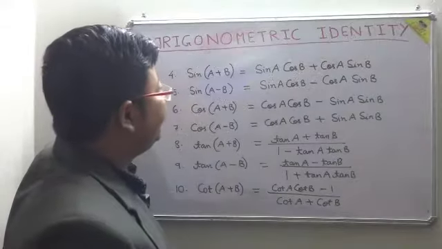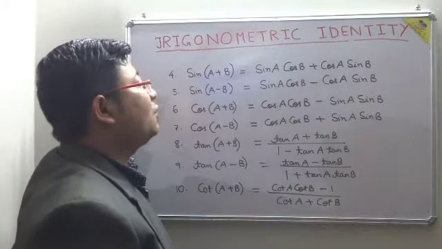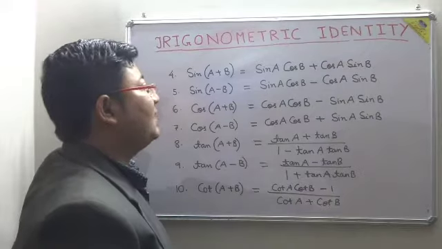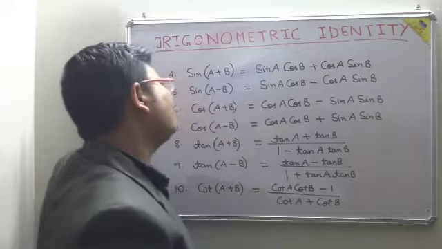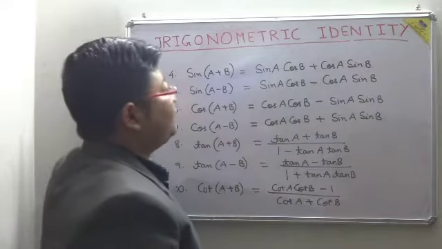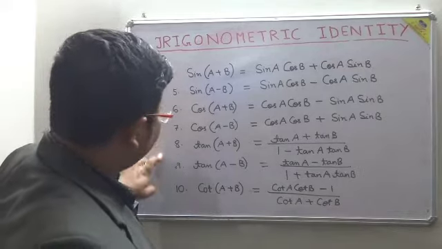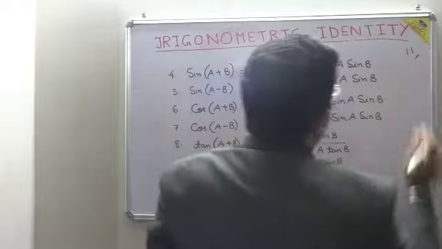Hence proved. See guys, we have studied three trigonometric identities. That is, sin square theta plus cos square theta is equal to 1, 1 plus tan square theta is equal to sec square theta, and 1 plus cot square theta is equal to cosec square theta. That was required up to class 10 level. But these trigonometric identities will be required for class 11 as well as for the polytechnic students.